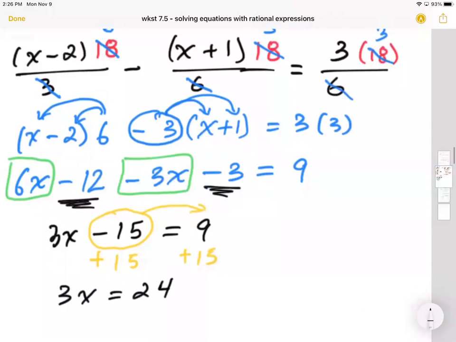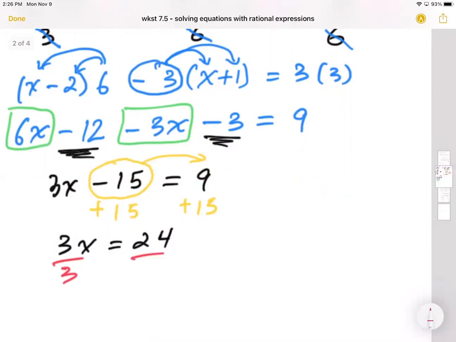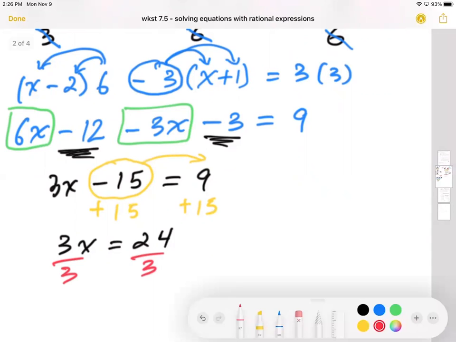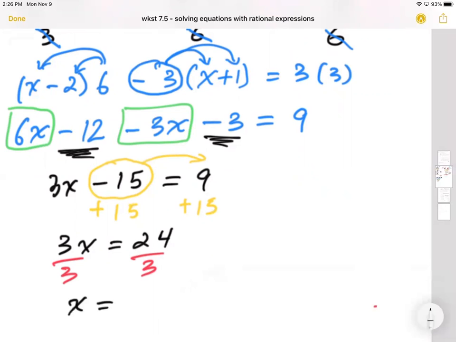How do I get rid of this 3? I need to divide both sides by 3. Therefore, my x is equal to 8. So once you know what x is equal to, you can check your answer. You can plug in 8 in every single place, and if you use this, you still can. If you use the 6, you do it too.